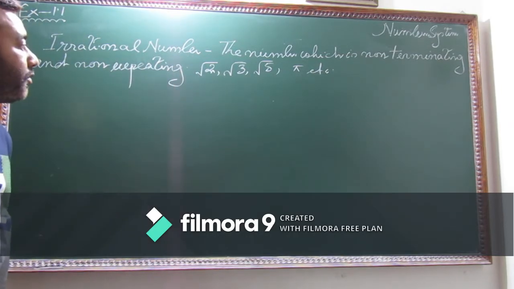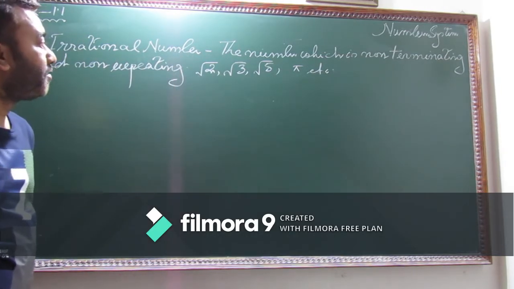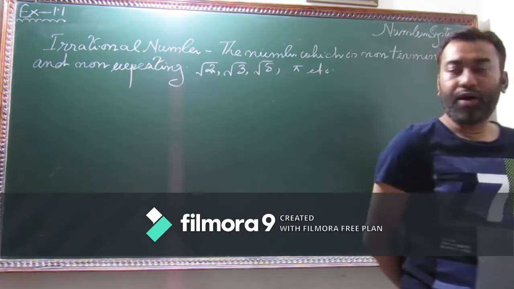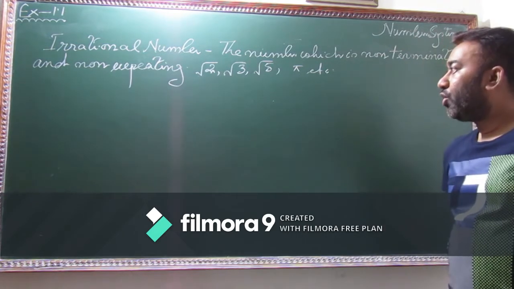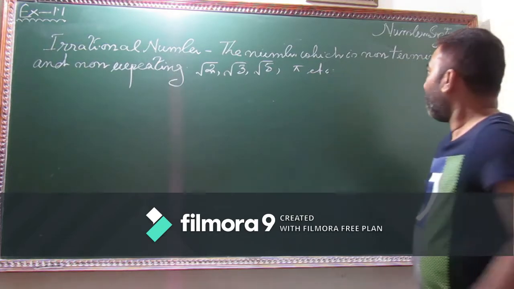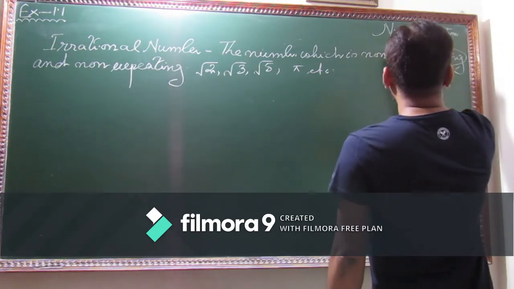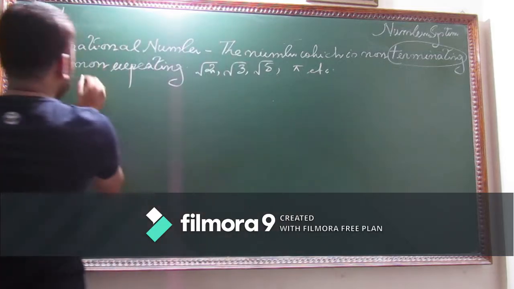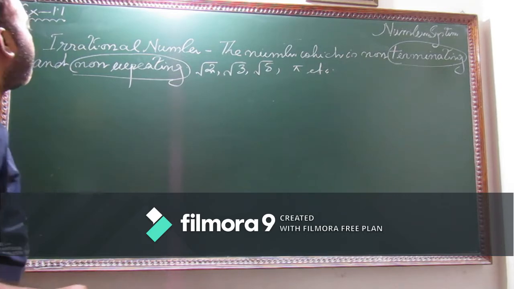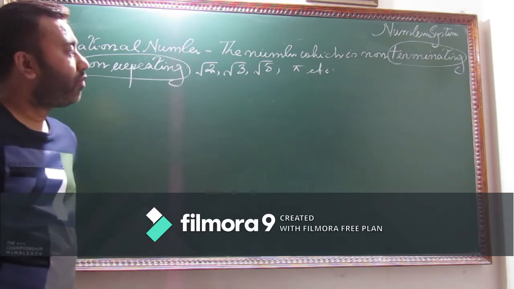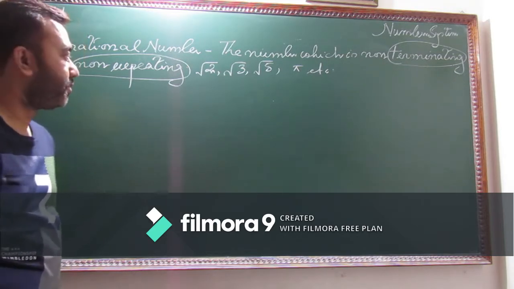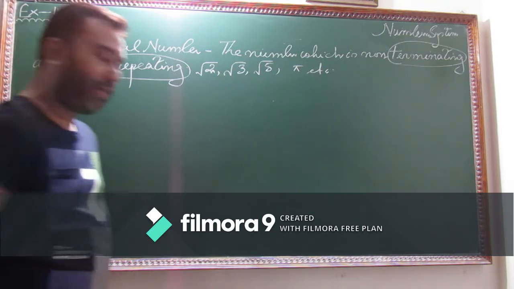Fine. Now, why are they irrational numbers? Because if I want to go for the decimal expansion of these numbers, they will give you non-terminating, non-repeating decimal form. Now, you know about the terminating. This is a vital word, and this is non-terminating, non-repeating. So now I am going to tell you the meaning of terminating and the meaning of non-repeating.